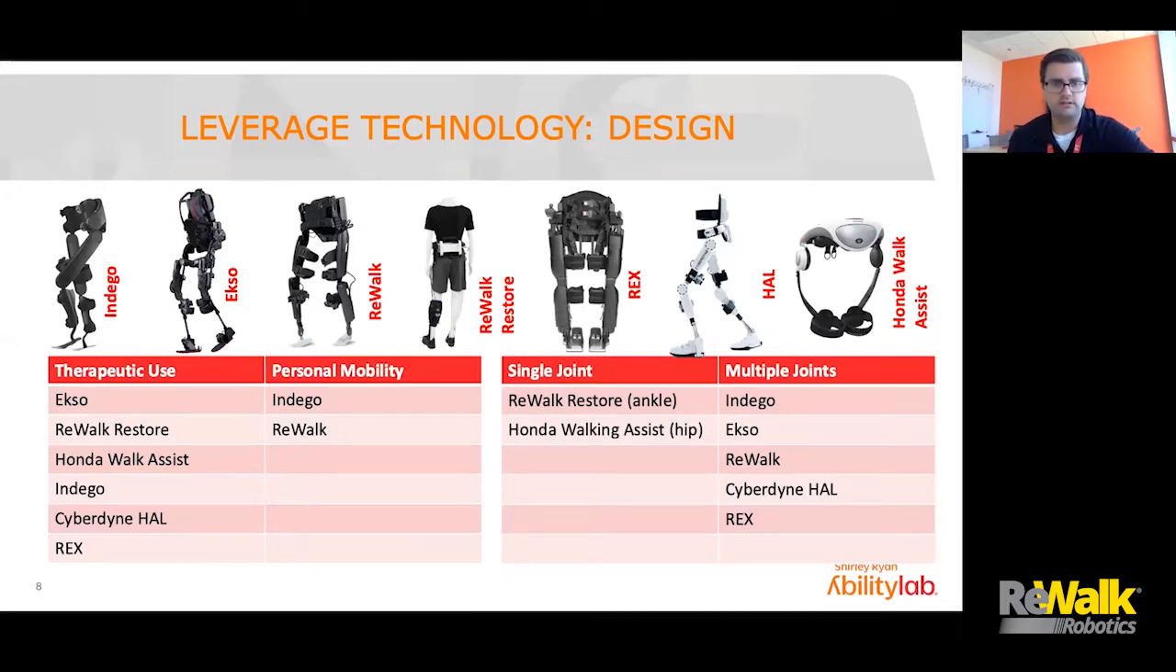And here you see a list of different devices. The Honda and the Restore cover single joints, where the other devices are a little bit more robust and have hip, knee, and to a certain degree ankle involvement. So you're leveraging the design of the technology to either attack one of your goals and objectives, or go back to those impairments or deficits.